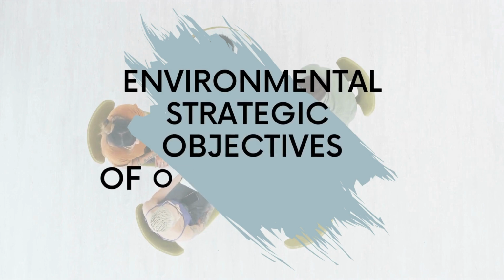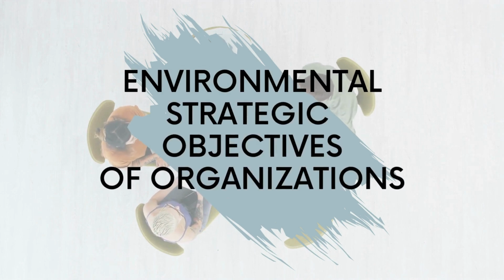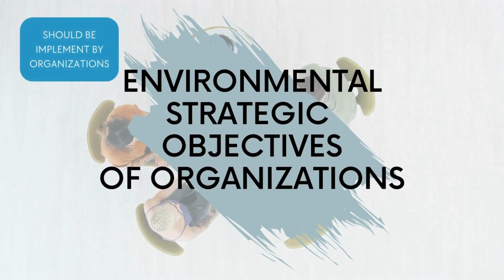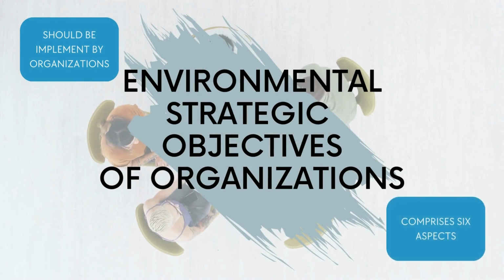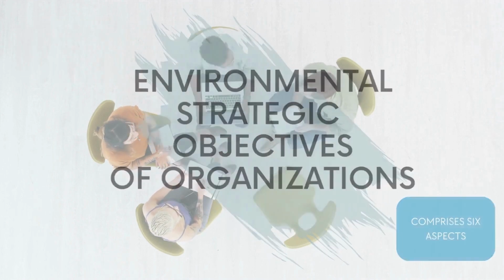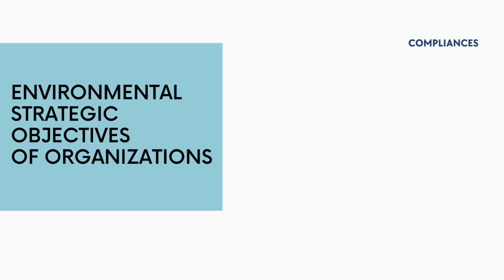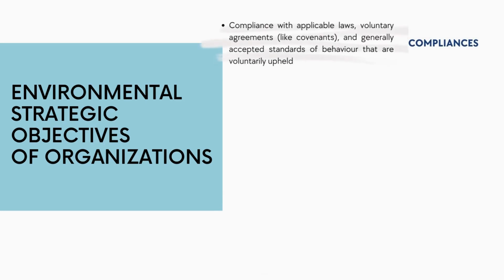Next is the organization's environmental strategic objectives. These are the specific environmental objectives that the organizations should implement. It comprises 6 aspects. The first aspect is compliance. These aspects highlight the responsibility of organizations to comply with applicable laws, voluntary agreements, like covenants, and generally accepted standards of behavior that are voluntarily upheld.